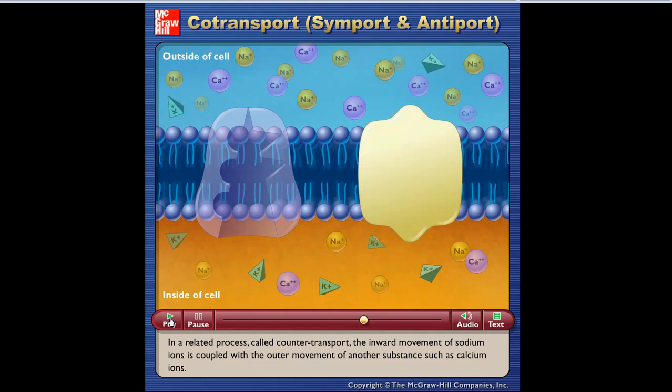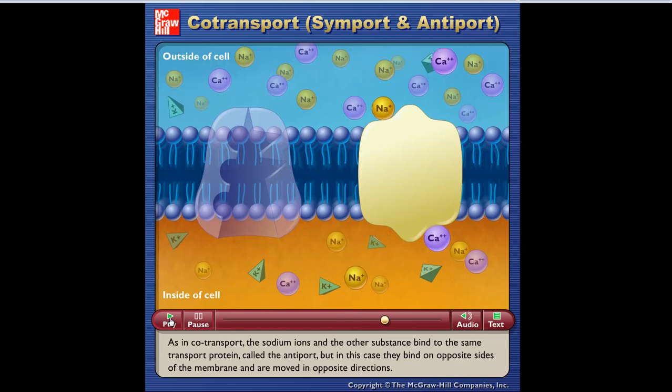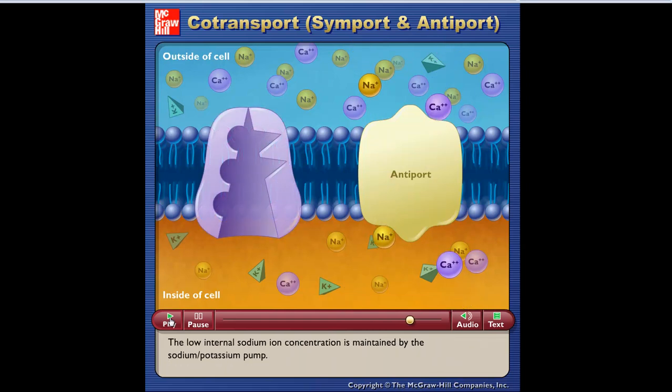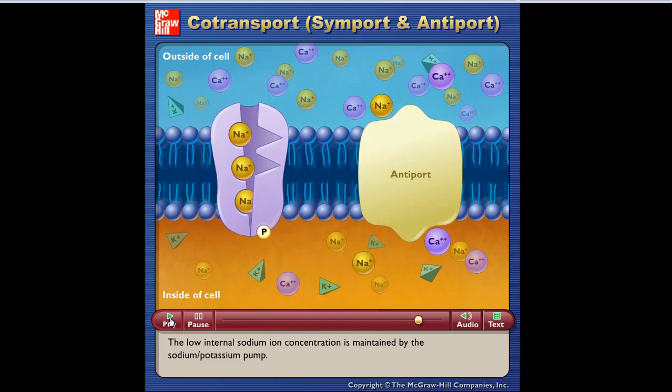In a related process called countertransport, the inward movement of sodium ions is coupled with the outward movement of another substance such as calcium ions. As in cotransport, the sodium ions and the other substance bind to the same transport protein, called the antiporter, but in this case they bind on opposite sides of the membrane and are moved in opposite directions. The low internal sodium ion concentration is maintained by the sodium-potassium pump.